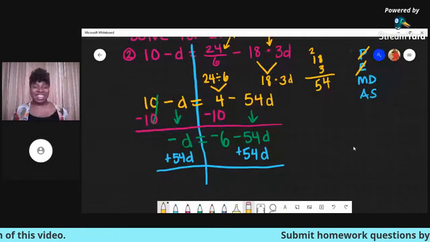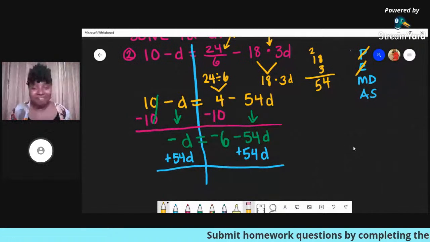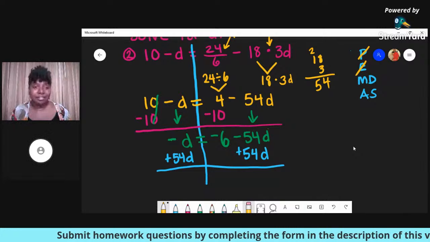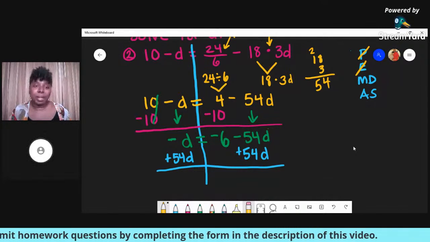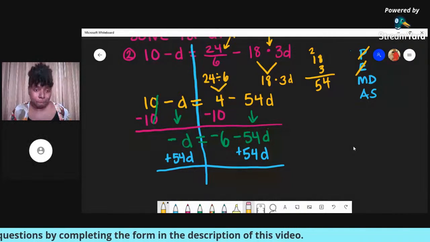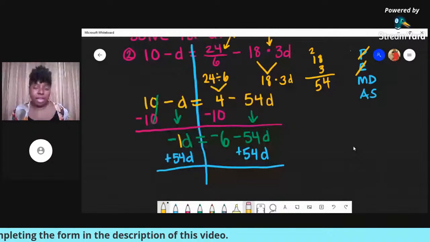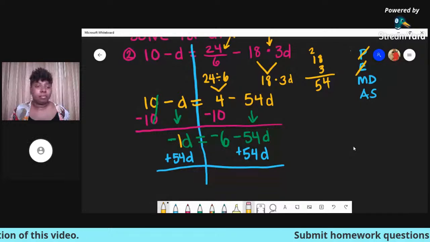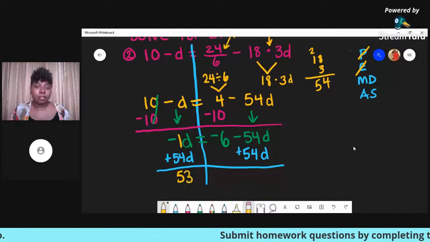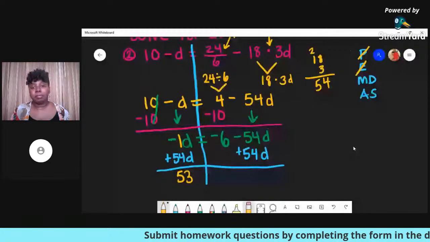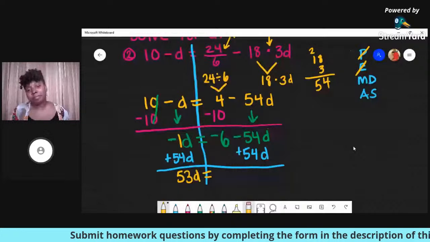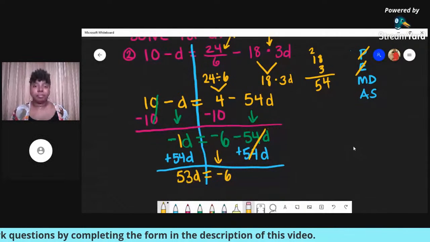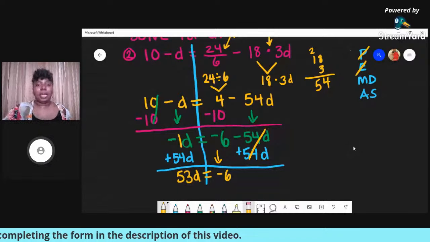So now what do I do? Okay, so now we're adding 54D to negative D, which would be negative 1D, but we're not writing the 1. You can. Okay, so the answer to that would be 53D. Good. Equals -6 because the 54D minus or plus 54D is 0. Awesome. Okay, look at that.